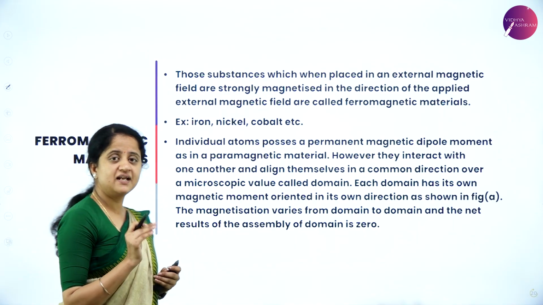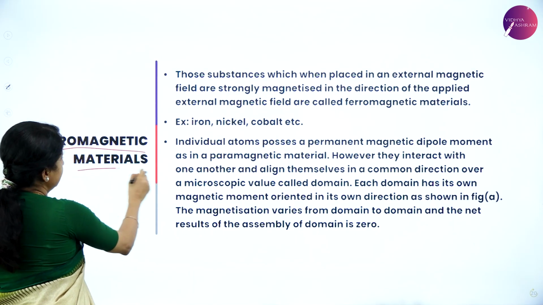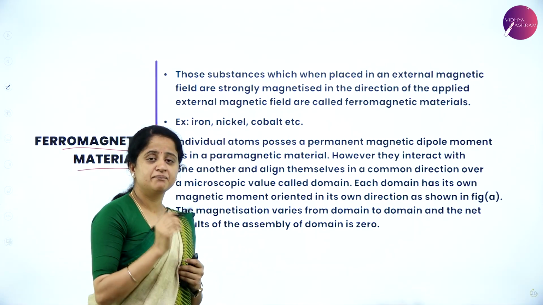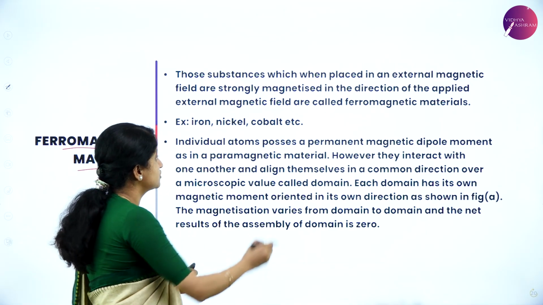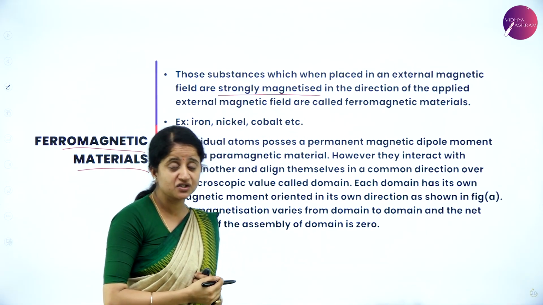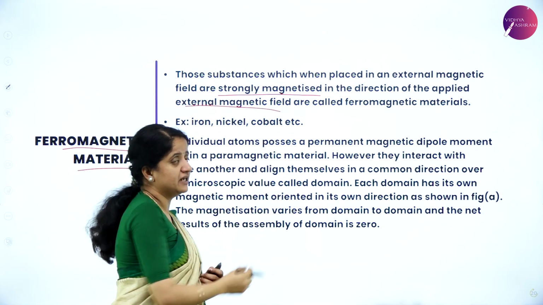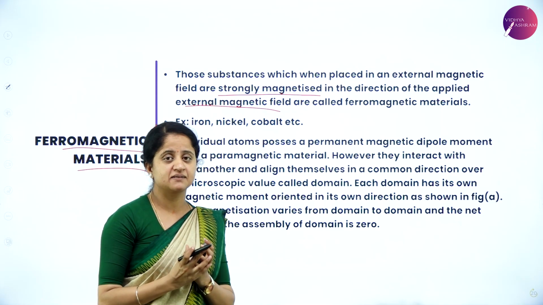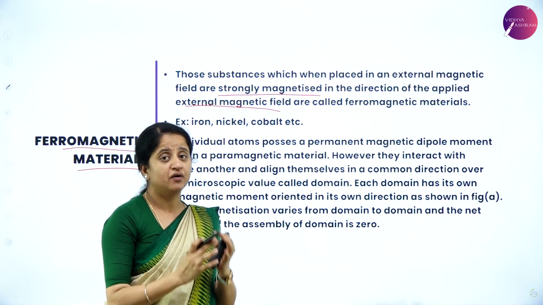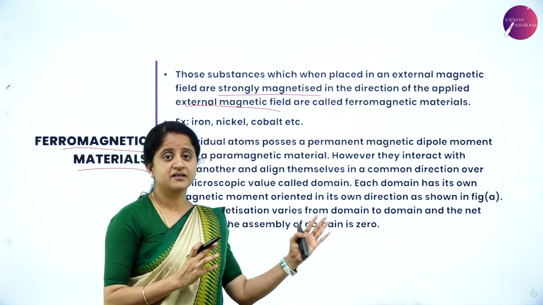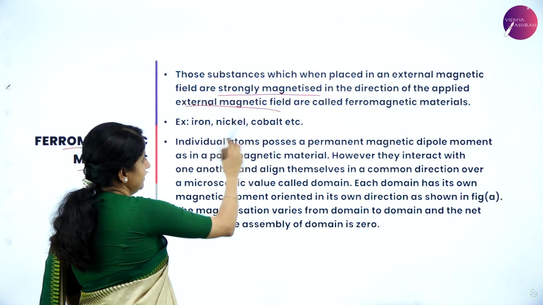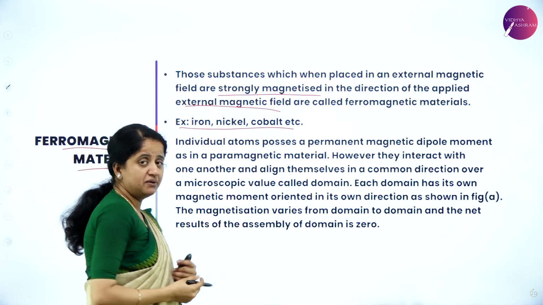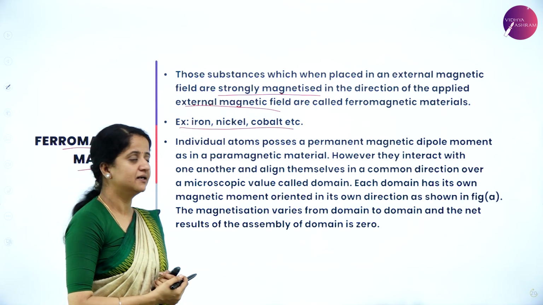So let us move on to the last category of materials, that is ferromagnetic materials. What are ferromagnetic materials? The substances which, when placed in an external magnetic field, get strongly magnetized in the direction of the applied magnetic field. Among these three categories, ferromagnetic substances get strongly magnetized, and the direction is also in the direction of the applied external magnetic field. This type of material we call ferromagnetic materials. Examples: iron, nickel, cobalt, etc.